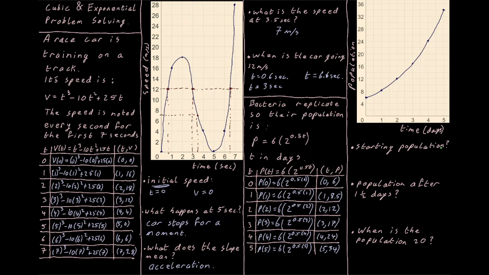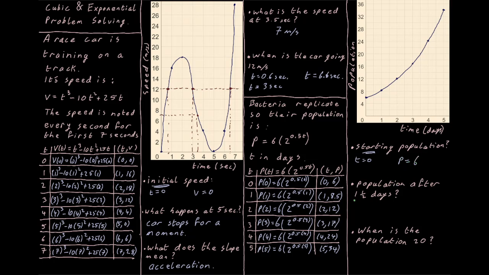Now, what was the starting population? How many bacteria did we have to start with? Well, starting would mean that time is 0. So how many bacteria did we start with? We started with 6 of them. The population was 6 when time was 0.